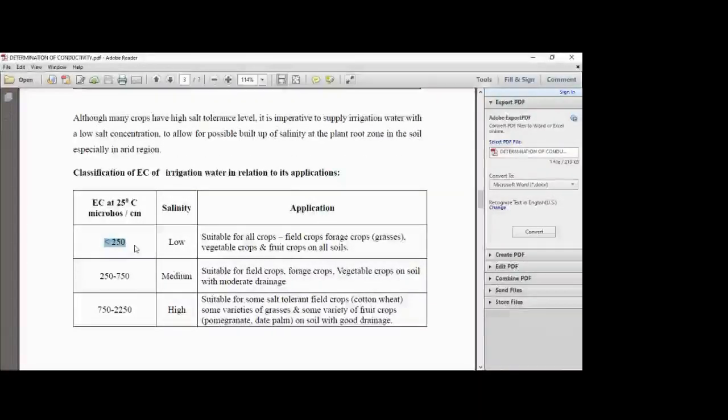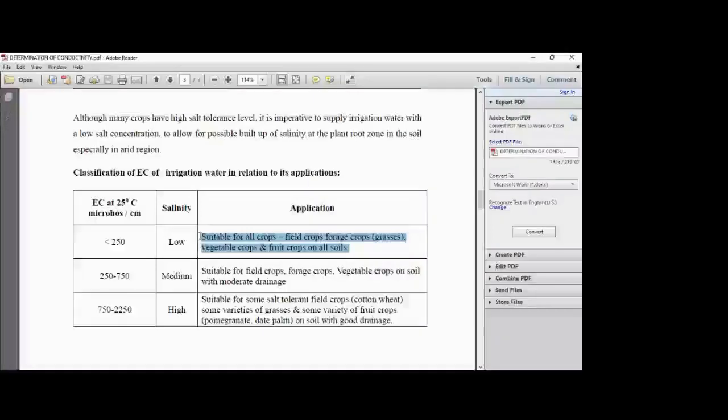If the electrical conductivity of the irrigation water at 25 degrees Celsius, in micromhos per centimeter, is less than 250, we say the salinity is low, and this water is suitable for all crops: field crops, forage crops, for example various types of grasses, vegetable crops, and fruit crops on the soil. So irrigation water whose electrical conductivity at 25 degrees Celsius is less than 250 is considered the best suitable for all crops. Irrespective of which crop you are going to grow, this is the best water for irrigation purposes.